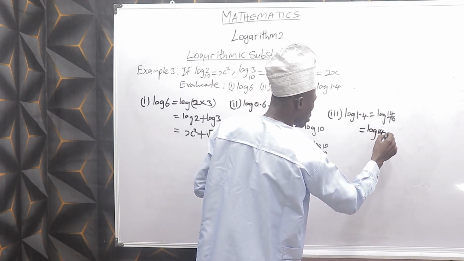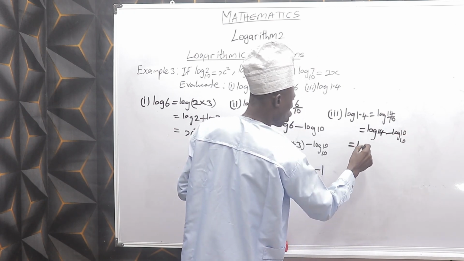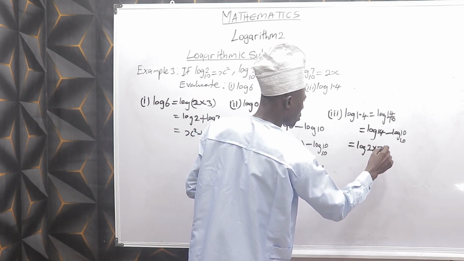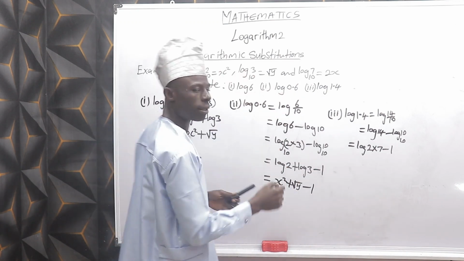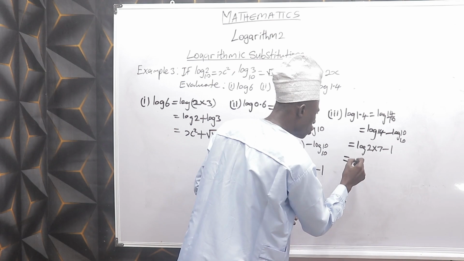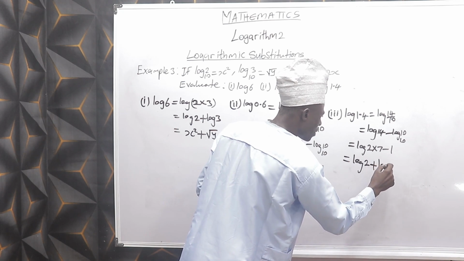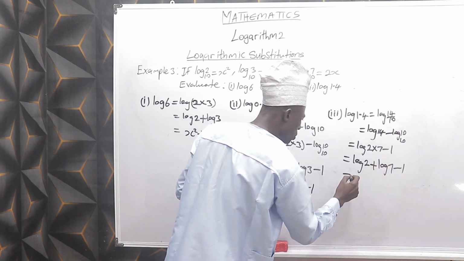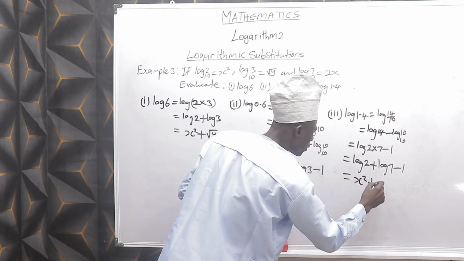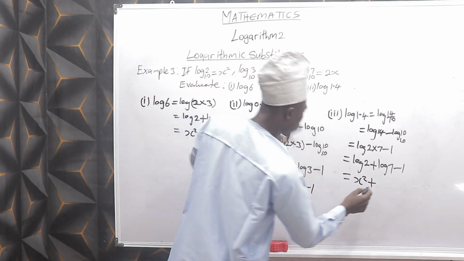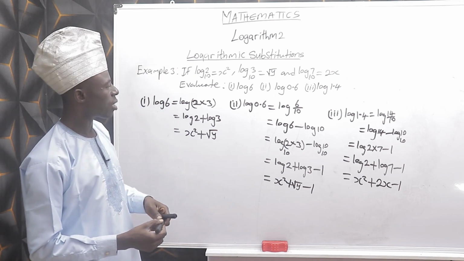You have log 14 minus log 10 base 10. So this is log 2 times 7 minus 1. We have log 7 there. We have log 2 there present. So log 2 plus log 7 minus 1. Substitute. Log 2 is xk. xk plus log 7 is 2x, then minus 1. That is the expression we get as our final answer.